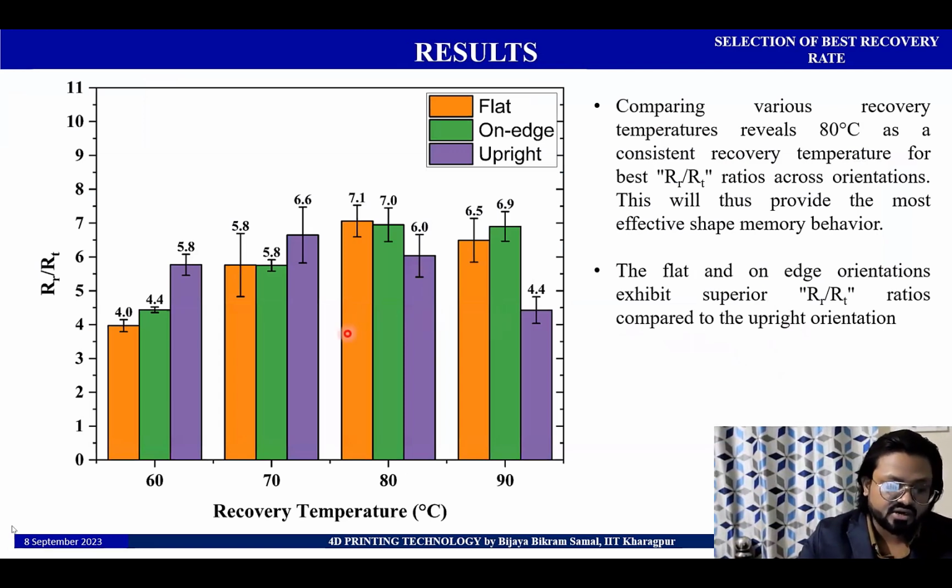Here we have plotted the graph between the recovery rate and recovery temperature. From here we can see that the recovery rate is highest at 80 degrees Celsius for both flat and on edge samples. So for flat and on edge, we can consider 80 degrees Celsius as the recovery temperature, and for upright we can see that 70 degrees Celsius has provided a better result. So if we are printing the sample in the upright direction, we can consider 70 degrees Celsius for the recovery temperature.